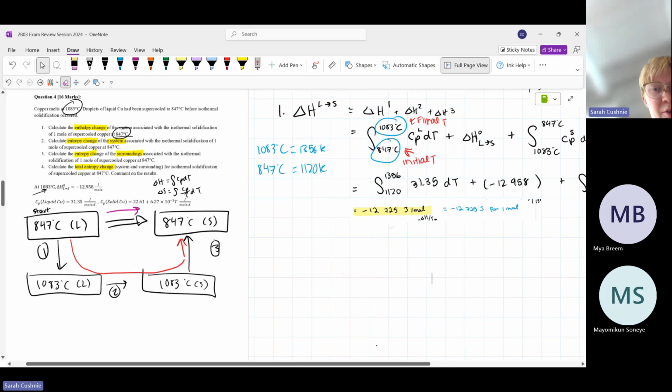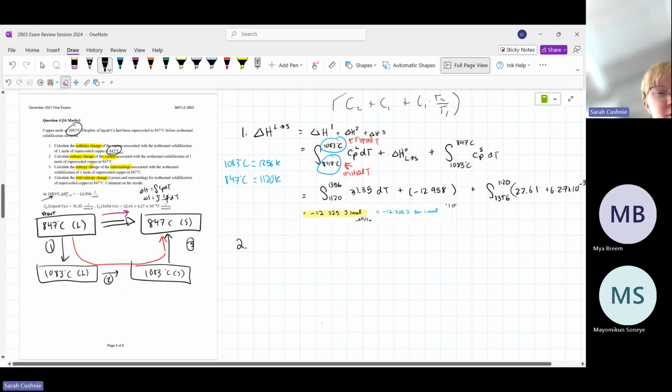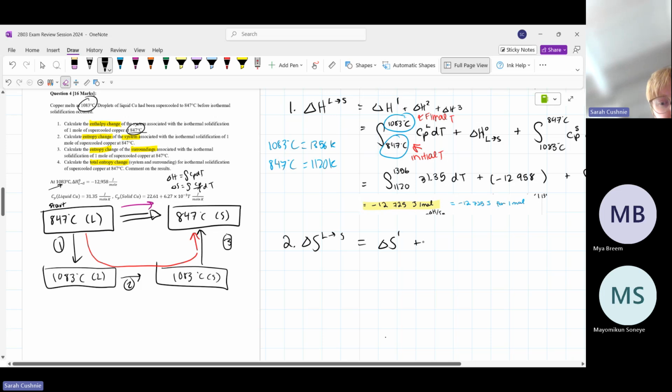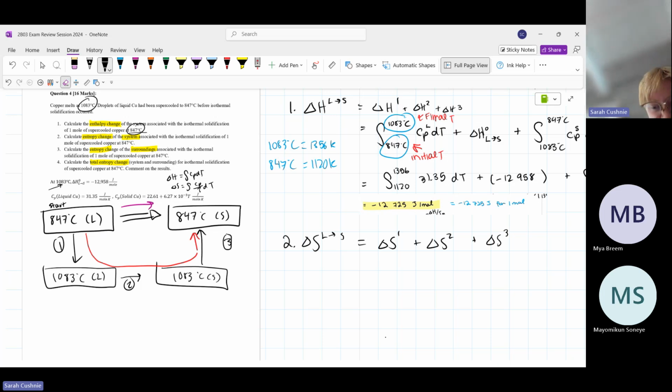Question 2 is now the entropy change of the system. So now we're going to do delta S, again, liquid to solid. It's the exact same kind of setup, where it's delta S from the first process, plus delta S from the second process, plus delta S from the third process. So we have, again, from 1120 to 1356, Cp of the liquid over T dT.